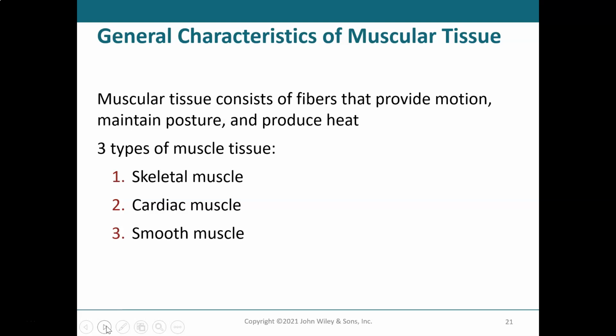Smooth or visceral muscle tissue is found in the walls of internal structures like blood vessels and viscera. It's non-striated. It is usually involuntary, and it provides motion. So it will constrict blood vessels, has a role in the airway. It will push food through the gastrointestinal system, and it will do things like contract the bladder if we need to void. So really important roles there.